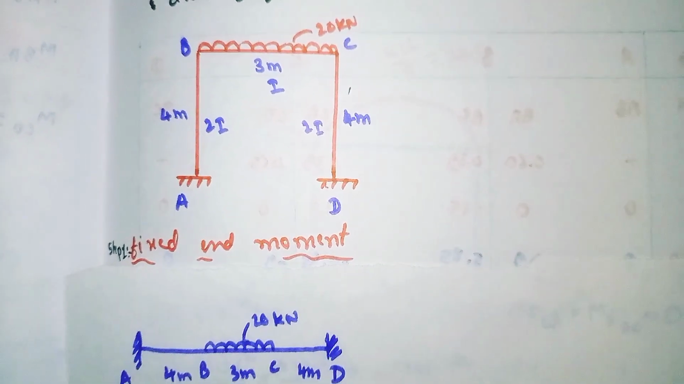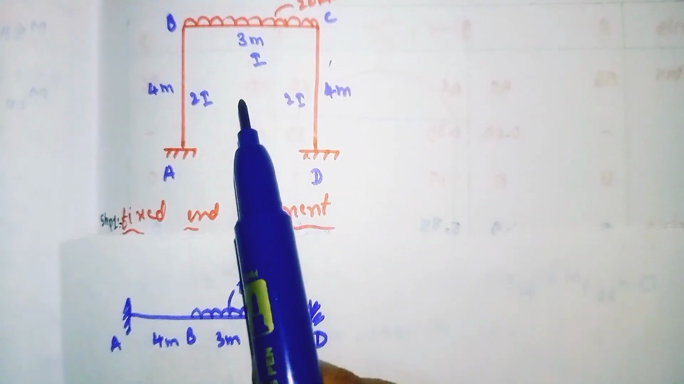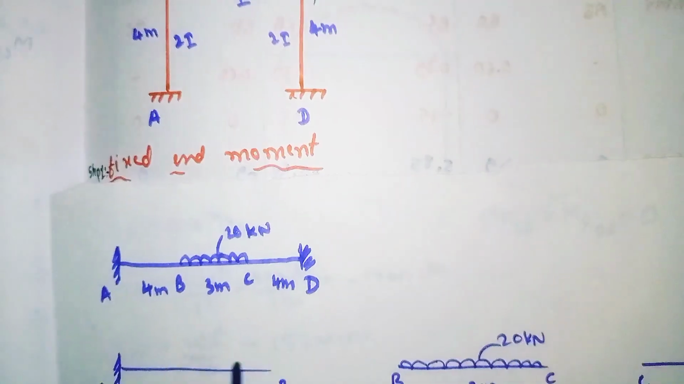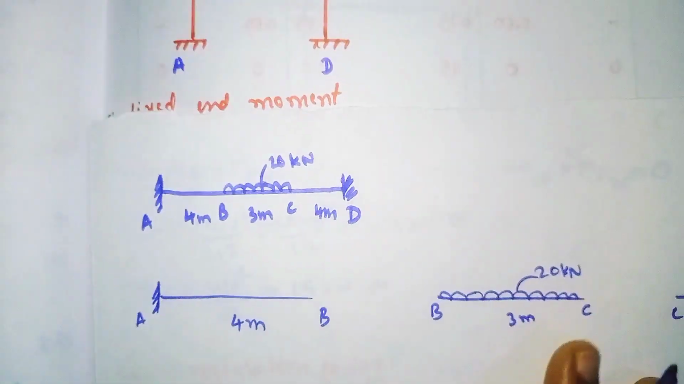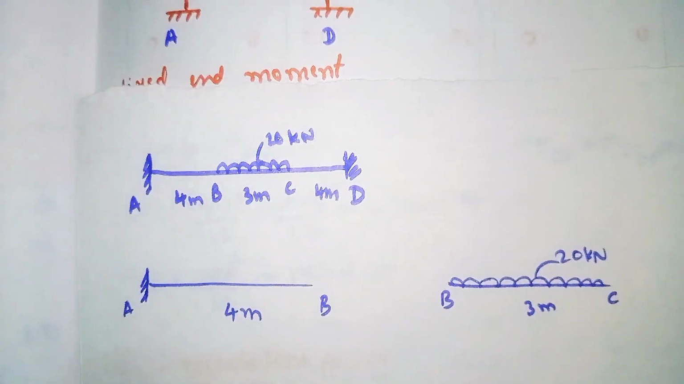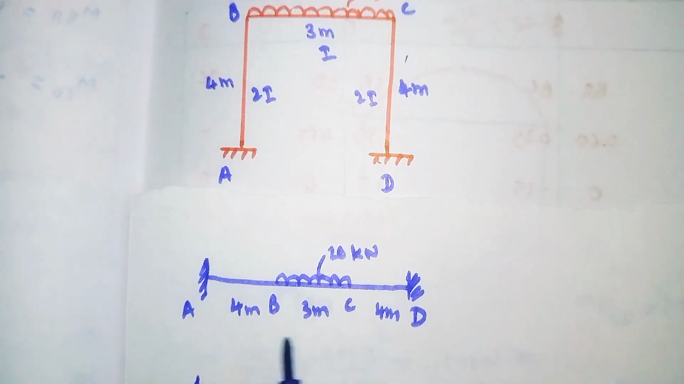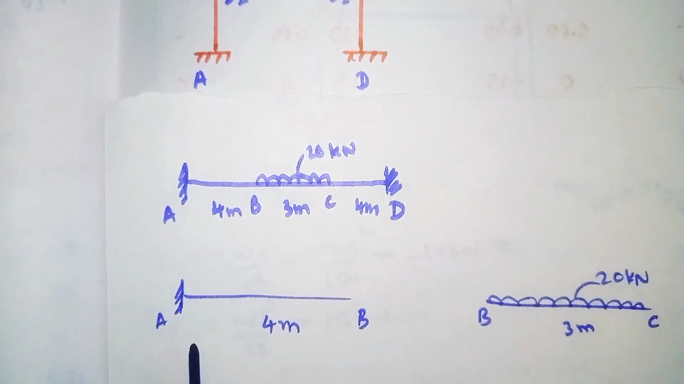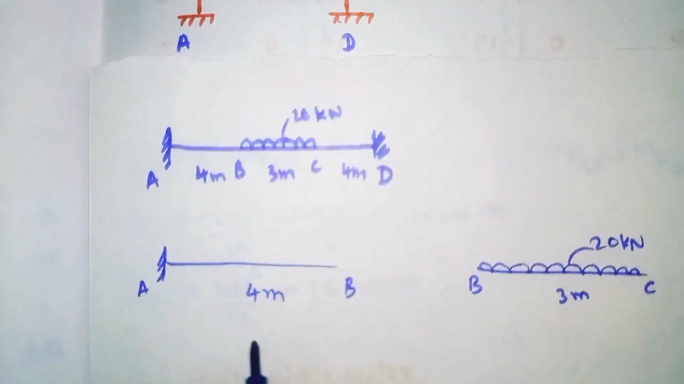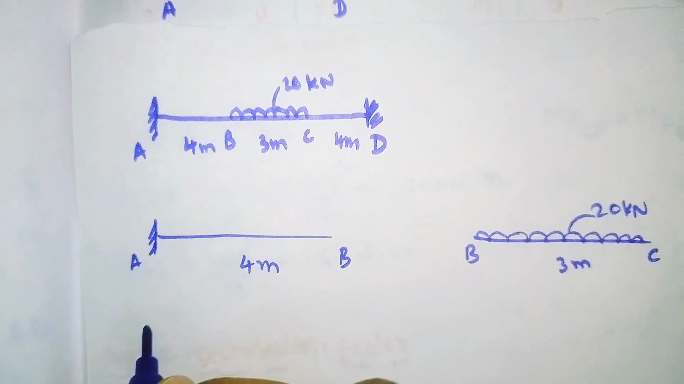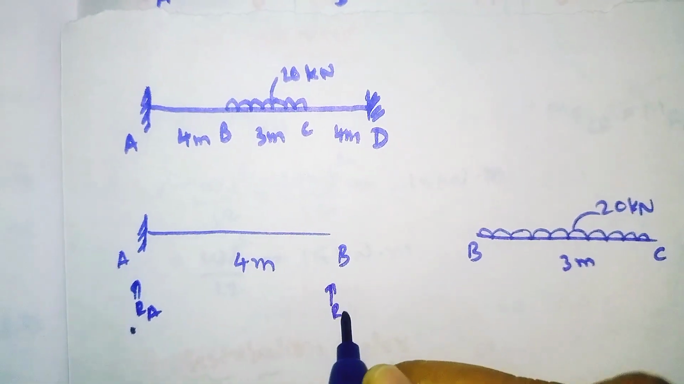For that, what I'm doing is, this is the given frame. I am drawing this frame like this. I am unlocking this. The same values I have written. So now it is easy for calculation of our reactions. So now I'll find out the reactions for the AB span. For finding out the reactions, here RA takes place, here reaction RB will take place.